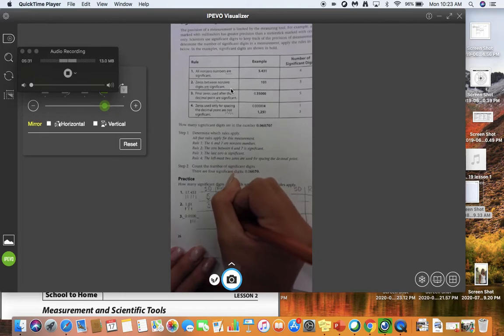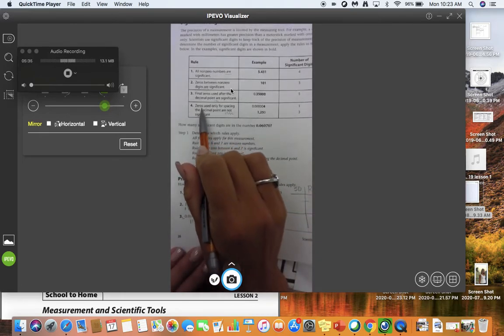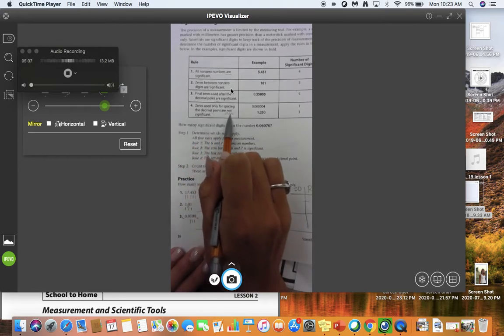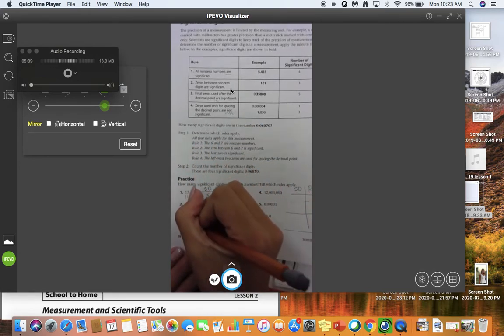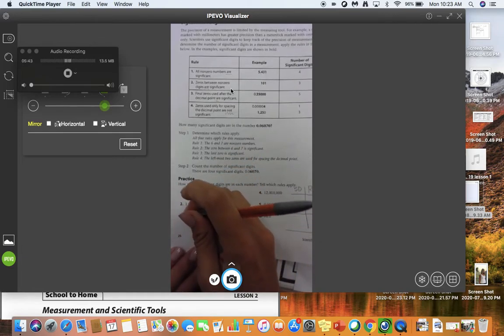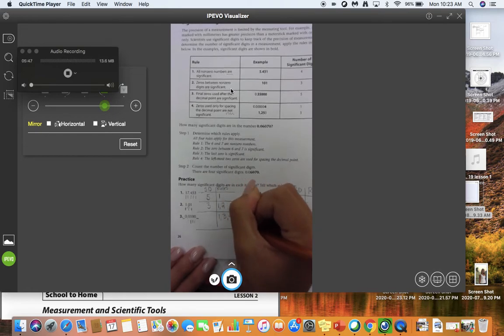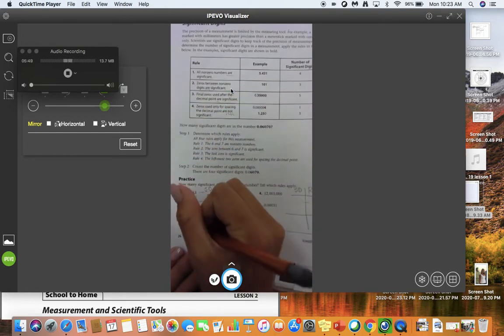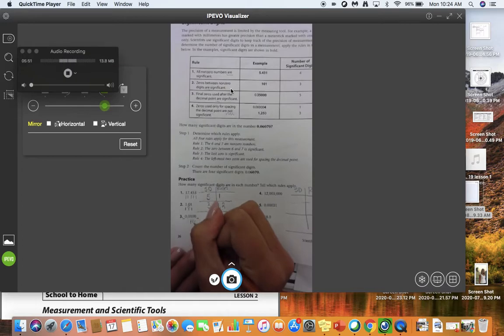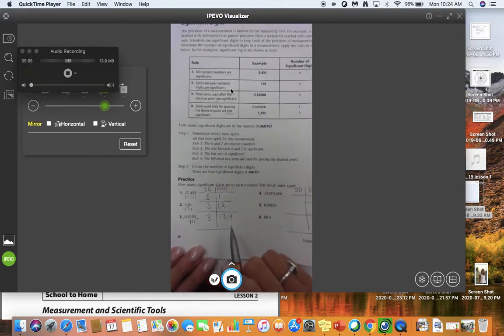I'm using this 0 after the decimal point and this one. Those are 2 final zeros because there's no digit on this side. So I am going to use rule 3. Number 4, zeros used only for spacing the decimal point are not significant. This 0 right here is being used to space the decimal point. So I am using rule 4, but remember it says it's not significant.